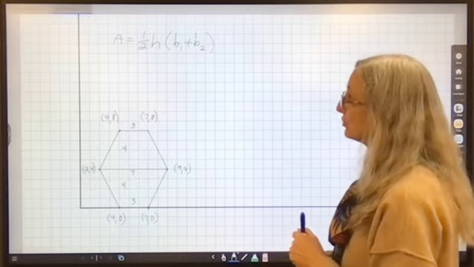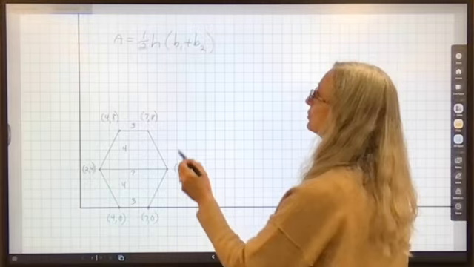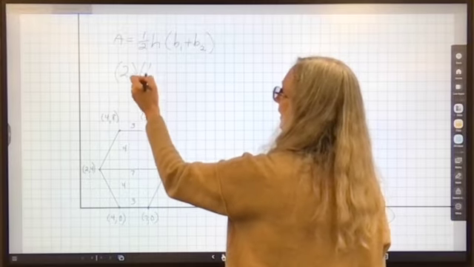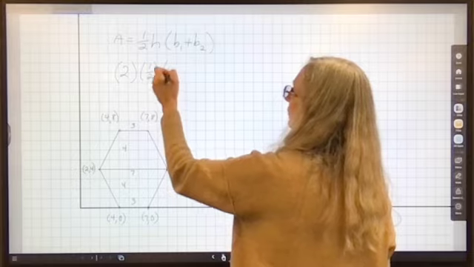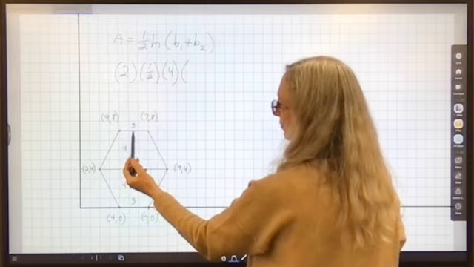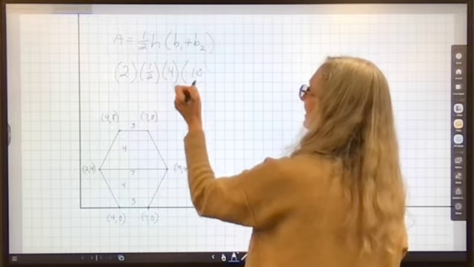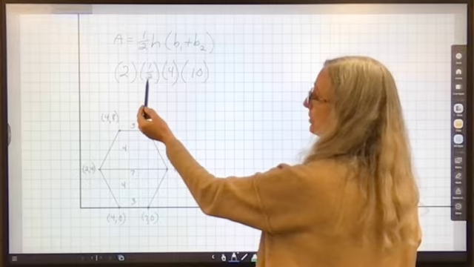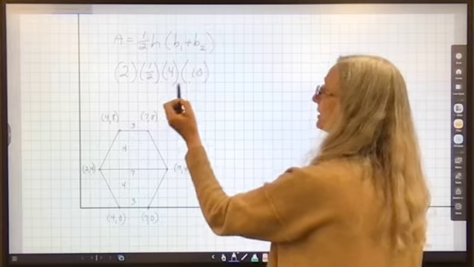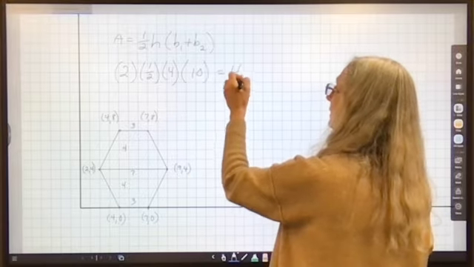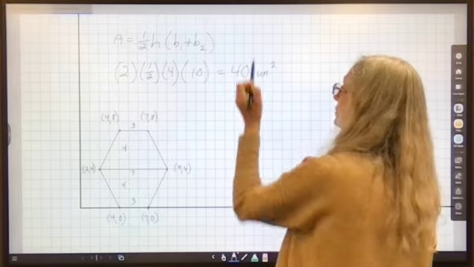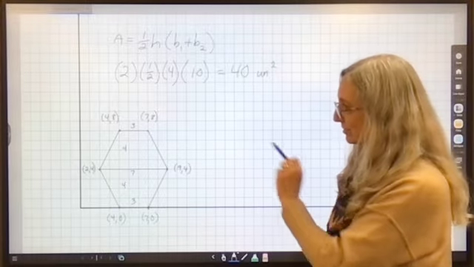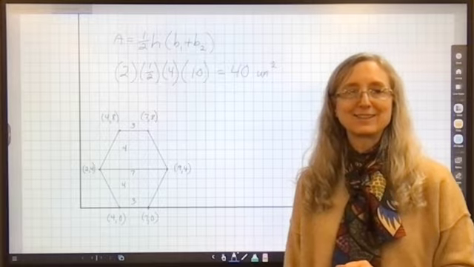So we have 2 of these. The height of each one is 4. So we have 2 times 1/2 times 4 times 3 plus 7, or 10. So it looks like 2 times 1/2 is 1. Looks like the area of the whole thing should be 40 square units. That's what this hexagon would be.